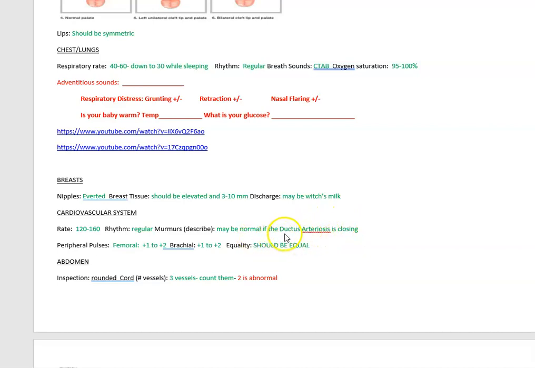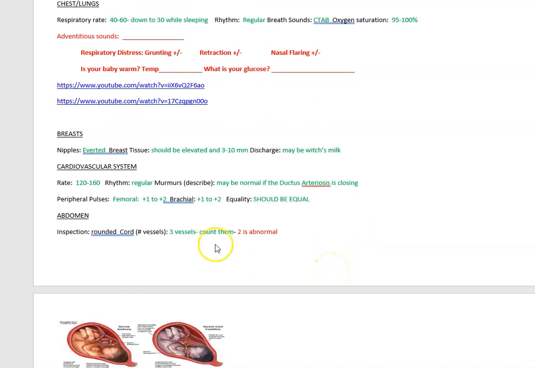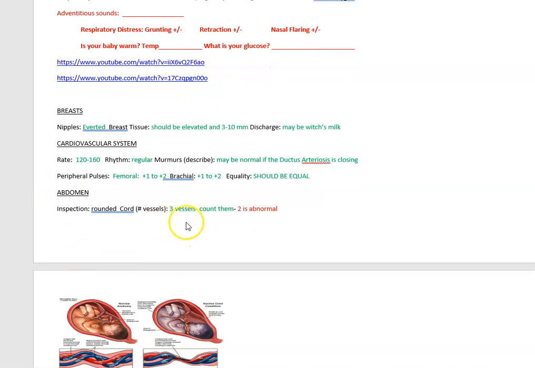So if you're in the pulmonary region and you hear a murmur, it could be the ductus arteriosus closing, and we'll talk about that. You want to check their pulses, femoral 1 to 2, good, brachial 1 to 2, and they should all be equal. Abdomen should be rounded. There should be a 3-vessel cord.